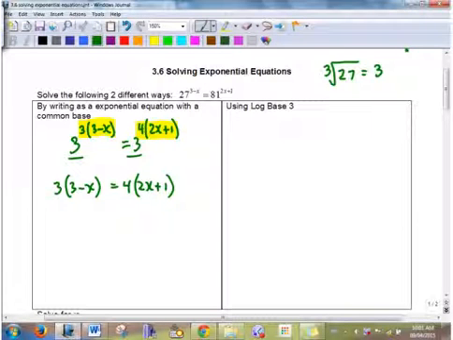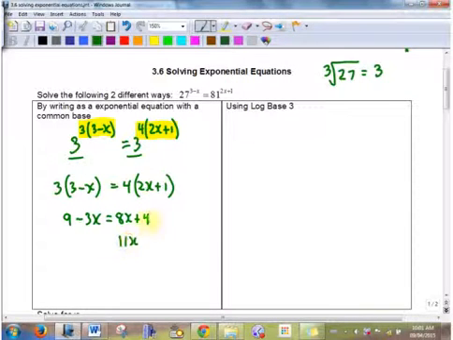And solve means, well, what is x? So now you know what to do. Now you're back to grade 9. I can distribute this unlike some logarithms. So 9 minus 3x is 8x and 4. Add 3x to both sides. Minus 4 to both sides. X is 5/11ths.